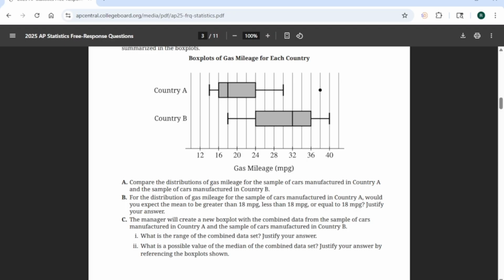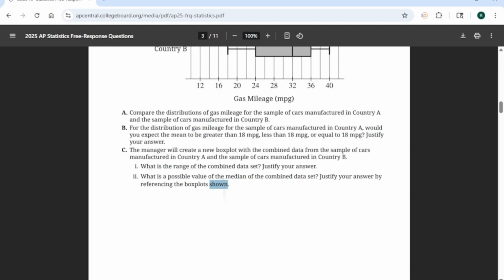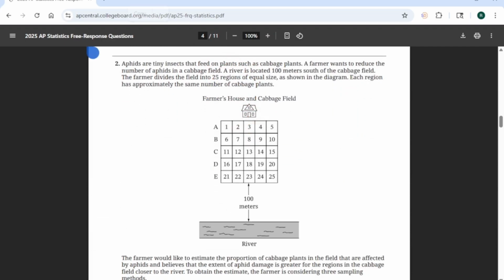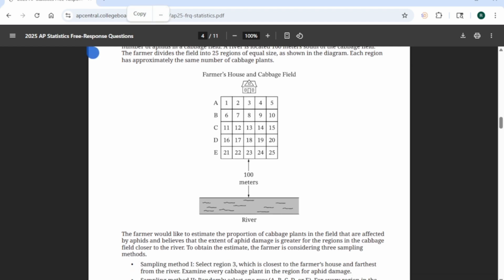On to question 2, which is our question about experimental design. So in question 2, they give you the farm plots. They also say that we believe that the aphid damage is greater for the regions that are closer to the river. That's going to be important. And then they lay out these 3 methods.